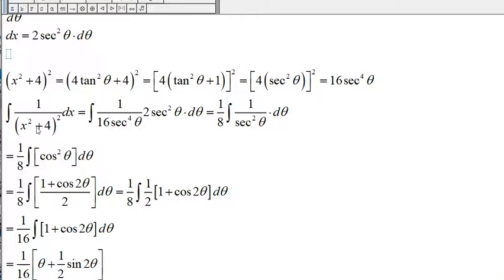The integral of 1 over (x squared plus 4) squared is the integral of 1 over 16 secant to the 4th, times dx, which is 2 secant squared theta d theta. 2 over 16 is 1 over 8. Secant squared divided by secant to the 4th is 1 over secant squared, and 1 over secant squared is cosine squared.